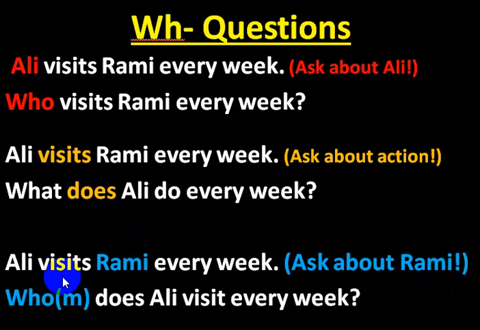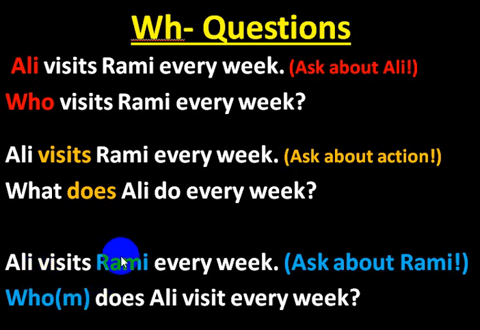Grammatically speaking, we have to use whom, because Rami represents the object. Ali visits Rami, the object. But it's okay, I put the M in between two brackets because here it means you can use both. Both are correct. You use who or whom. Usually we use whom if we are asking about what? The object. But it is not wrong to use who, because who is used in both cases.